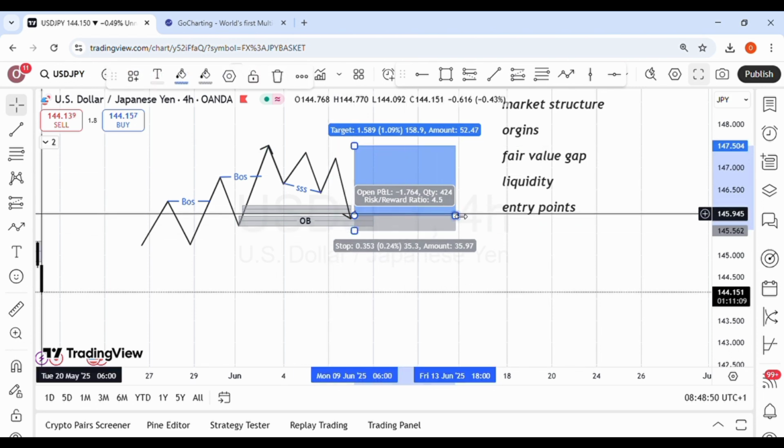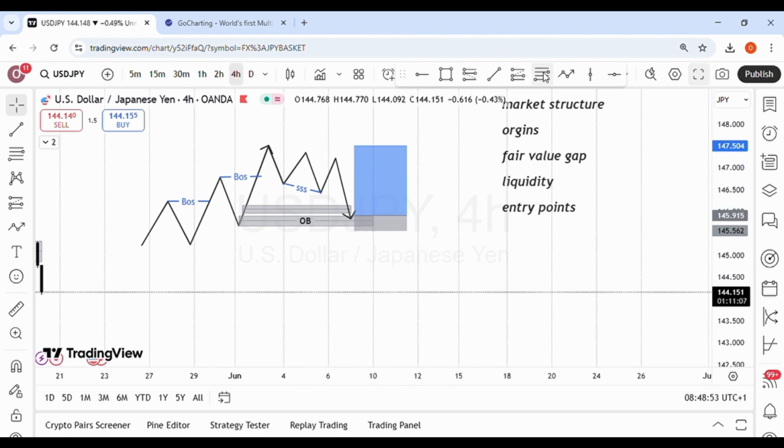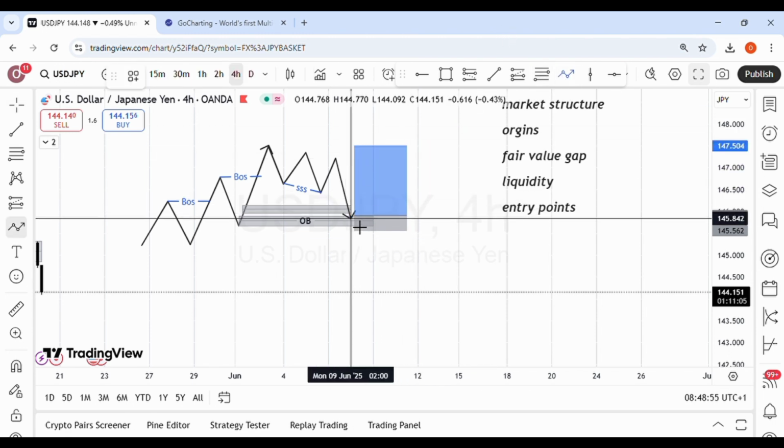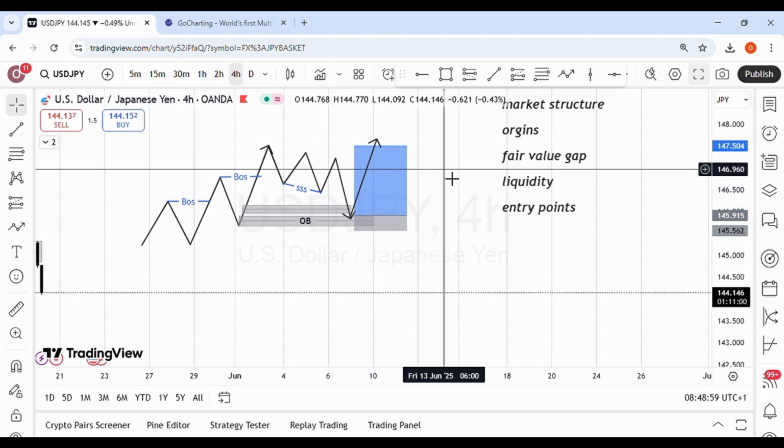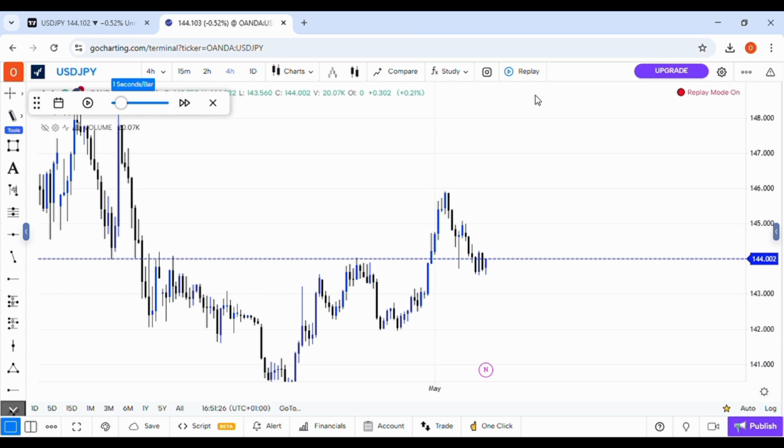And all price needs to do is to respect our entry and take us to the upside. As simple as that. This is the only strategy that we'll be using. So guys, this is a clear example of what I've been teaching.